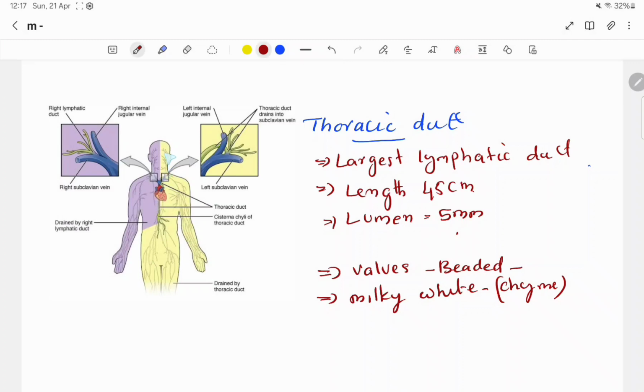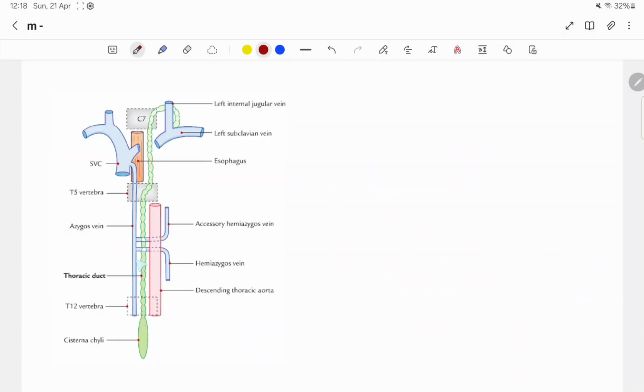The thoracic duct drains most parts of the body except the right side of the head and neck, the right side of the chest wall, the right lung, the right side of the heart, the right surface of the liver and the right upper extremity. These areas are drained by the right lymphatic duct. You can see the right lymphatic duct, and the rest of the areas in the body are drained by the thoracic duct.